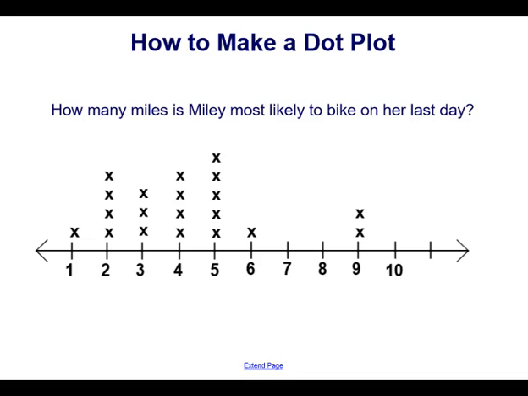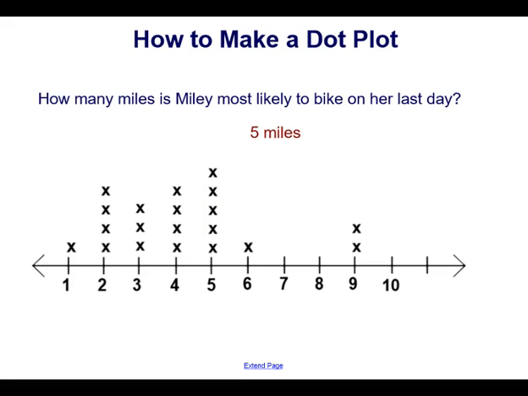Now I can use this to help me answer the question, how many miles is Miley most likely to bike on her last day? Miley is most likely to bike on her last day what she biked the most before, almost thinking of the mode of your data, which in this case we can see is going to be 5. So Miley is most likely to bike 5 miles on her last day. We can use a dot plot to answer questions and make predictions about the data we had, and again, see the cluster or see where the most common data is.